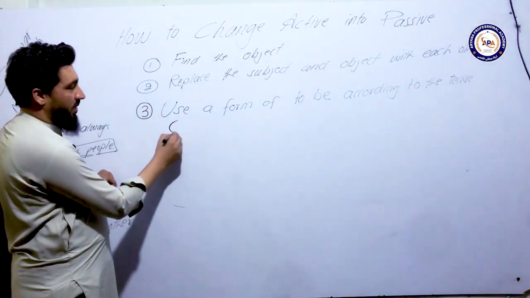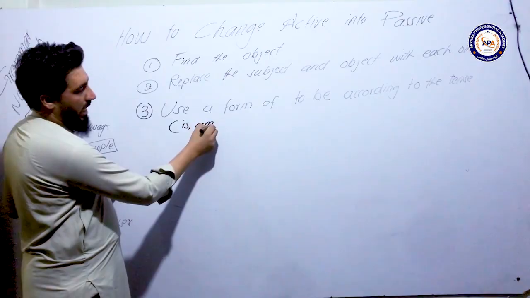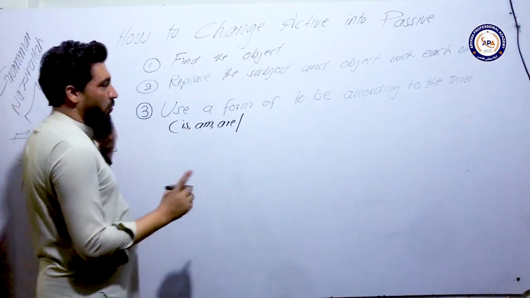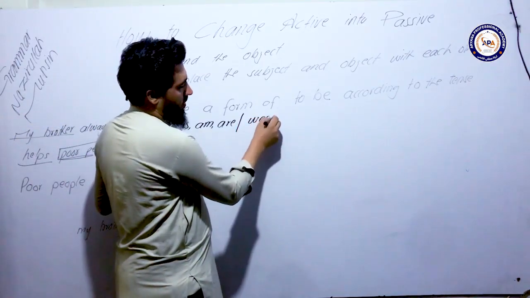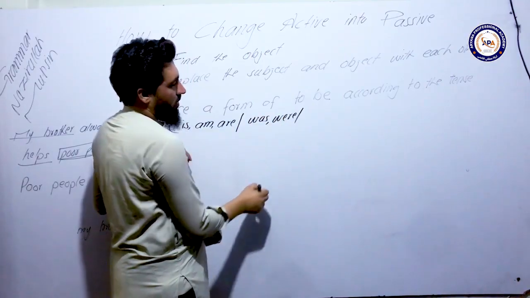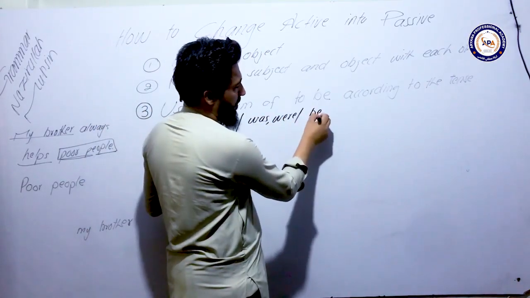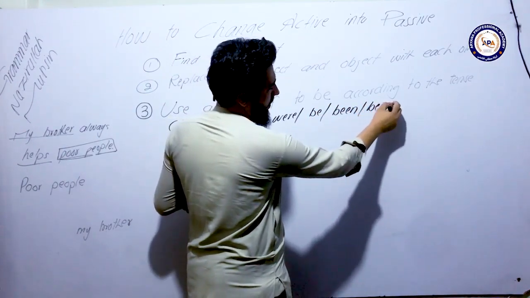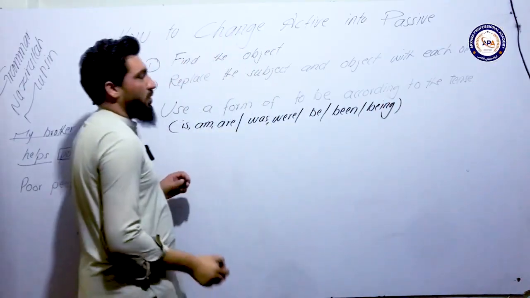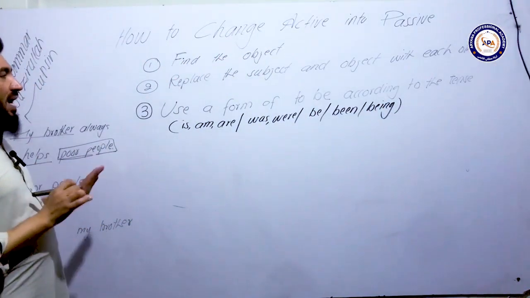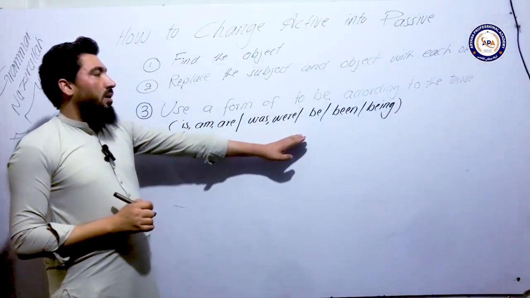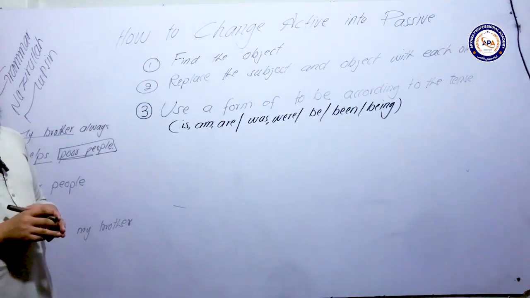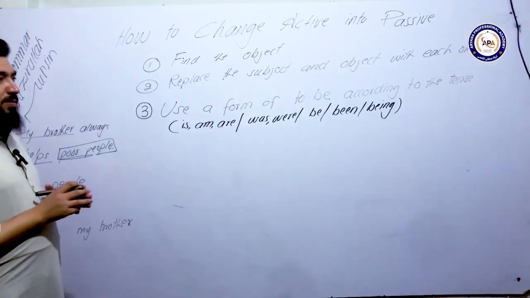So we have 8 to be verbs. Is, am, are. These 3 to be verbs are considered one category, one group. Was, were. The second group. Be itself, been, and being. We have these 8 forms of to be verbs. So now you have to use a form of to be verb in the passive voice sentence, because without using a to be verb, passive voice is impossible. And in every passive voice sentence, we have a form of to be verb.